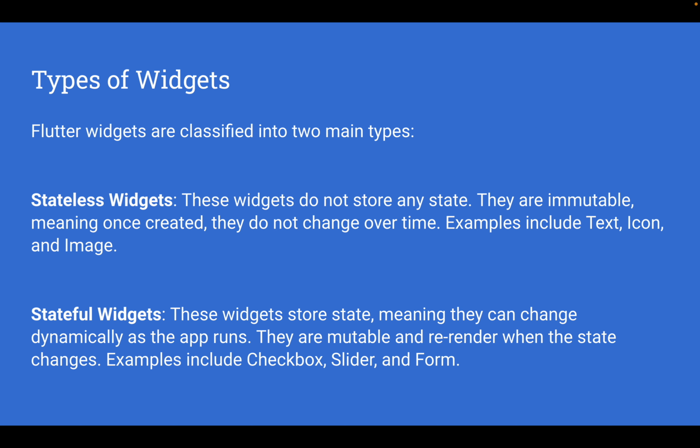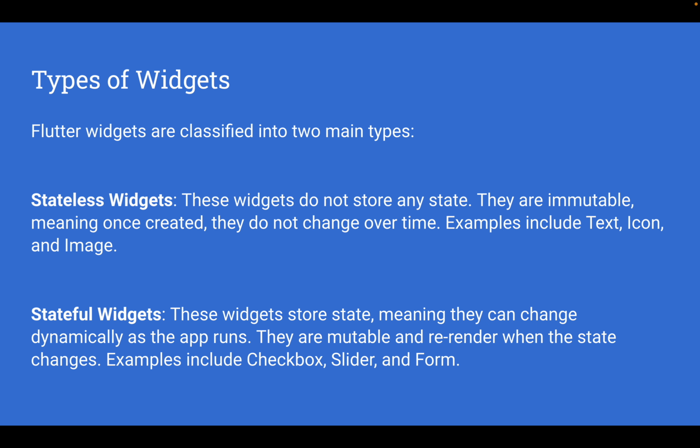There are types of widgets. Flutter widgets are classified into two main types: one is stateless widgets and the second is stateful widgets. So what is a stateless widget and what is a stateful widget? Stateless widgets do not store any state. They are immutable, meaning once created, they do not change over time. Examples include text, icons, and images.